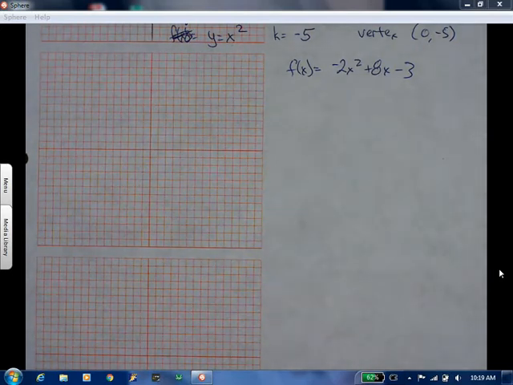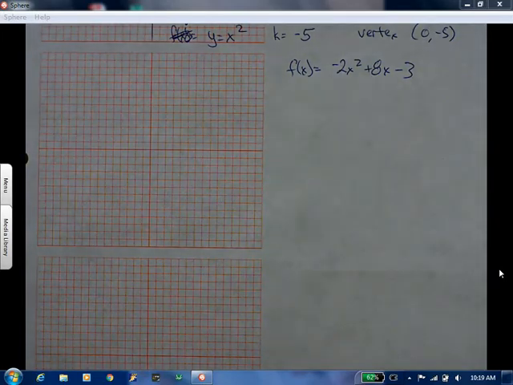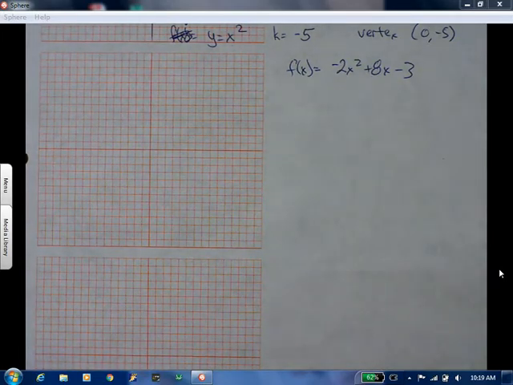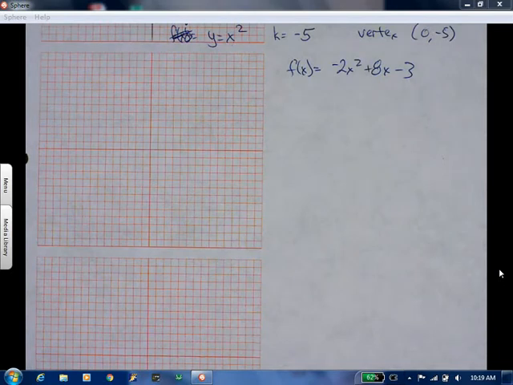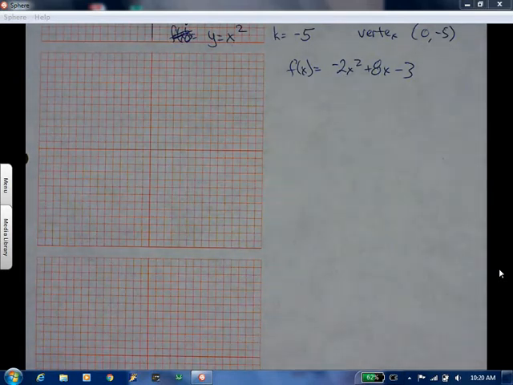Okay, so first thing, write down your A, B, and C. Nope. A, B, and C are just the numbers. So the question was, do you write down the letters, the variables with your A, B, and C? And the correct answer is no.